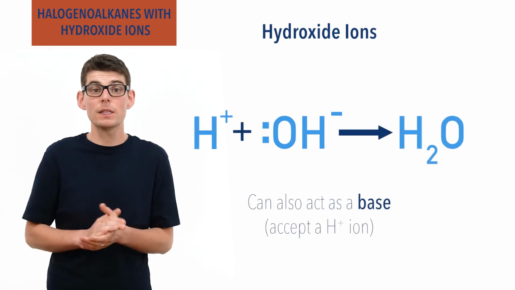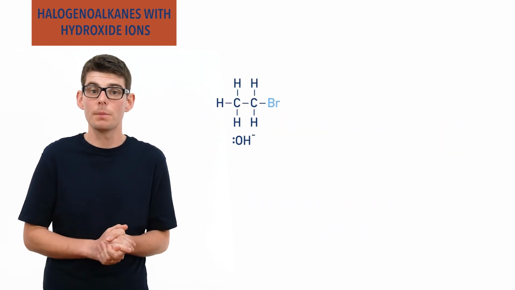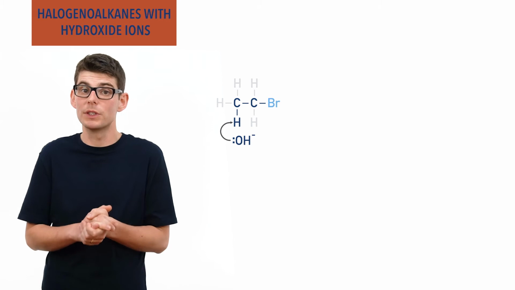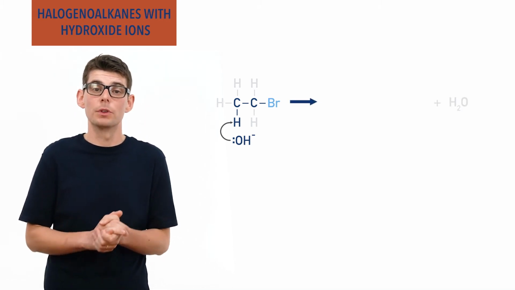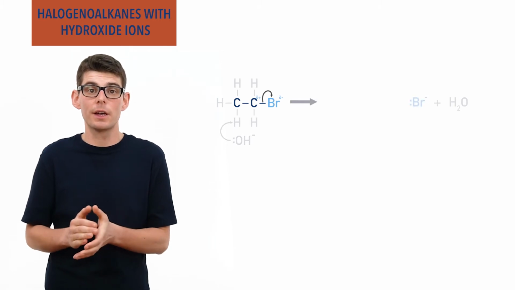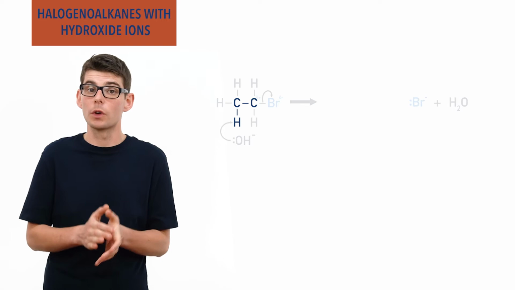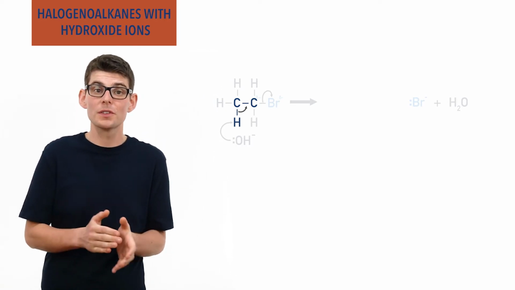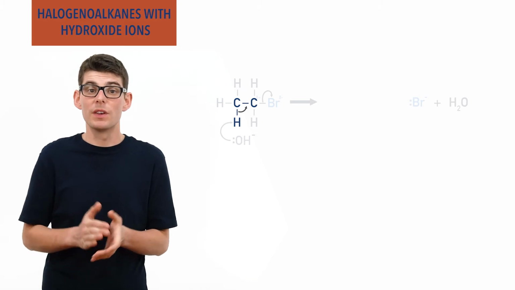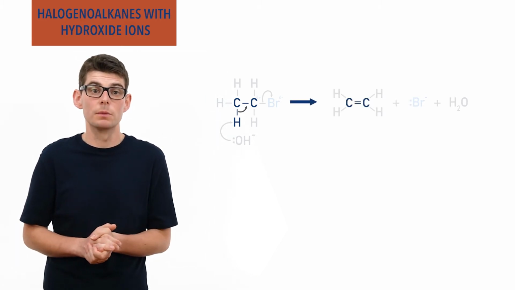When acting as a base with a halogenoalkane, a hydroxide ion takes a hydrogen from the carbon that is next to the carbon bonded to the halogen. At the same time, the carbon-halogen bond breaks, producing a halide ion. The pair of electrons from the carbon-hydrogen bond that got broken move to form a pi bond with the carbon that was bonded to the halogen. This forming of a pi bond creates a double bond between the two carbon atoms.